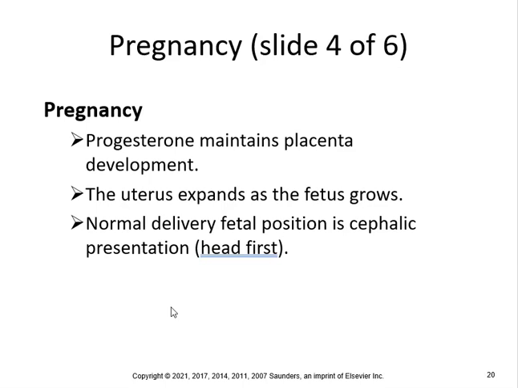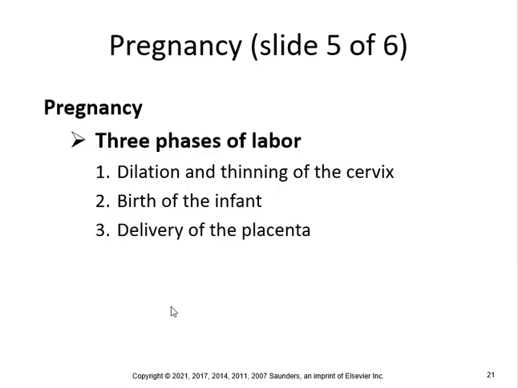Which hormone does the placenta produce? That would be progesterone. What does a pregnancy test look for? You might want to know that. 3 phases of labor. You have dilation and thinning of the cervix, you have birth of the infant, and then you have delivery of the placenta.